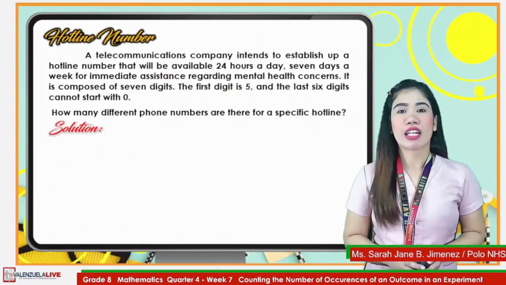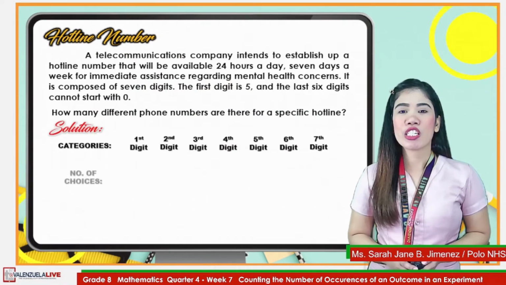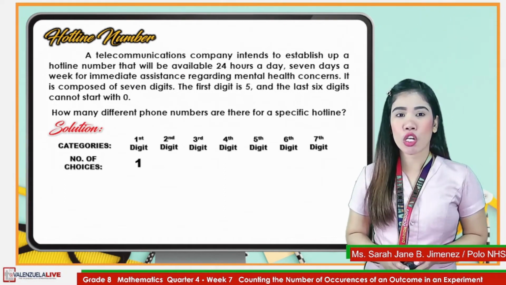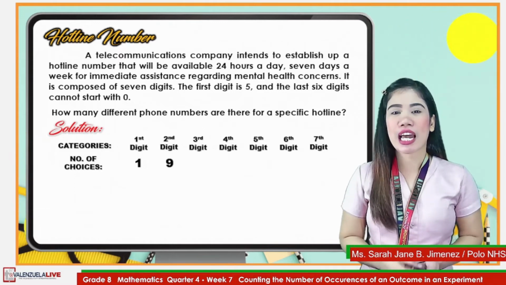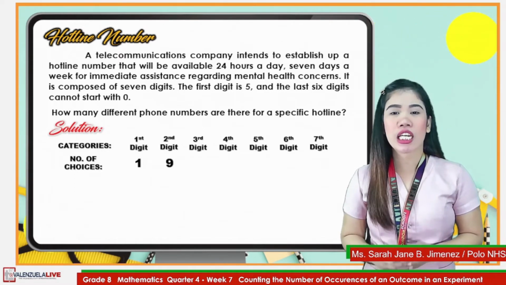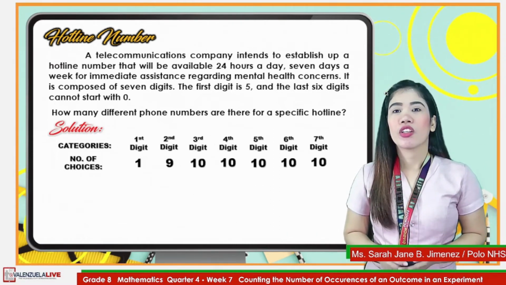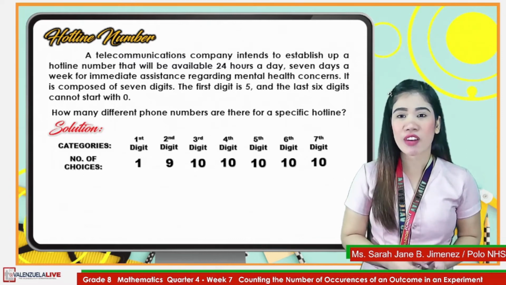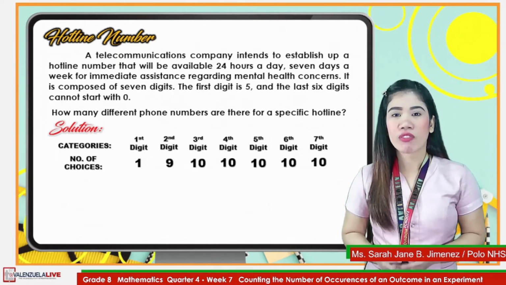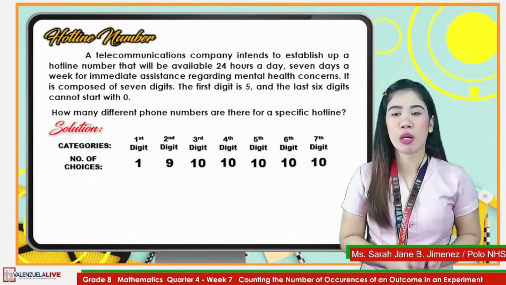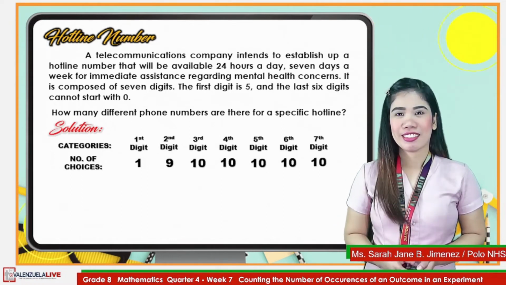There are 7 categories: the first to 7th digit of the hotline number. The first digit is 5, no other choice, which is in fact one choice only. The first digit of the last 6 digits, or the second digit, can be any digit except 0, so 9 choices. And since there is no restriction specified, it means choices can be repeated. The third, fourth, fifth, sixth, and seventh digits of the number can be any digit. Hence, each has 10 choices.